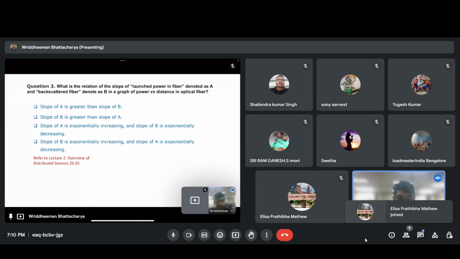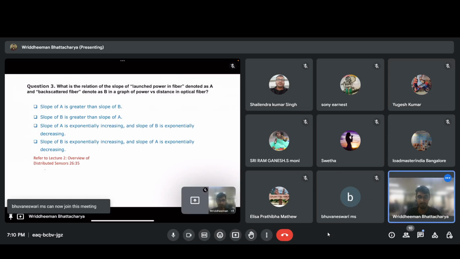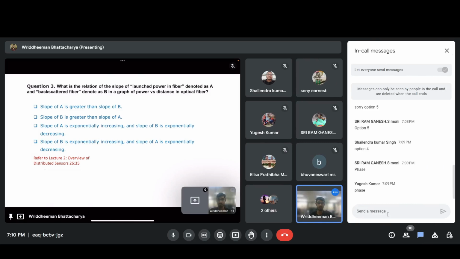The next question is: what is the relation of the slope of the launched power in the fiber, denoted as A, and the backscattered power in the fiber, denoted as B, in a graph of power versus distance in the optical fiber? You can think a while and write the answer in the chat box also. It's discussed in the second lecture, the overview of distributed sensors.